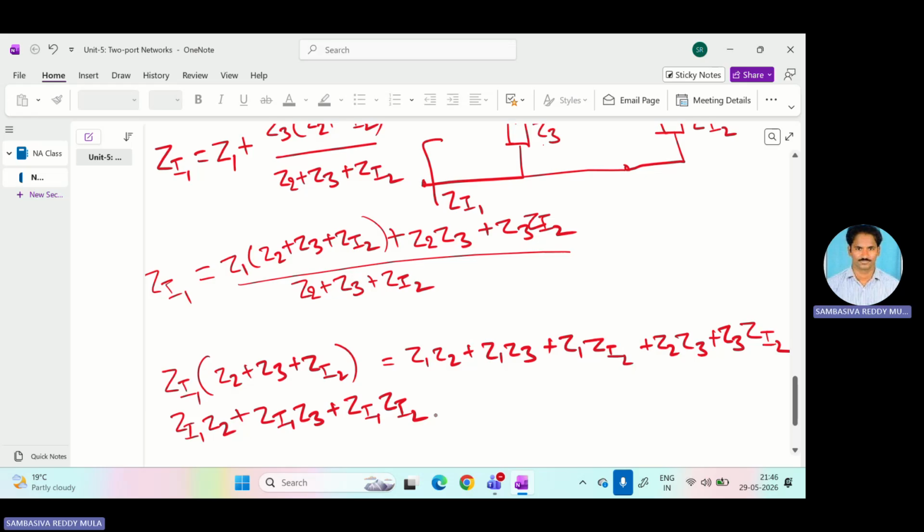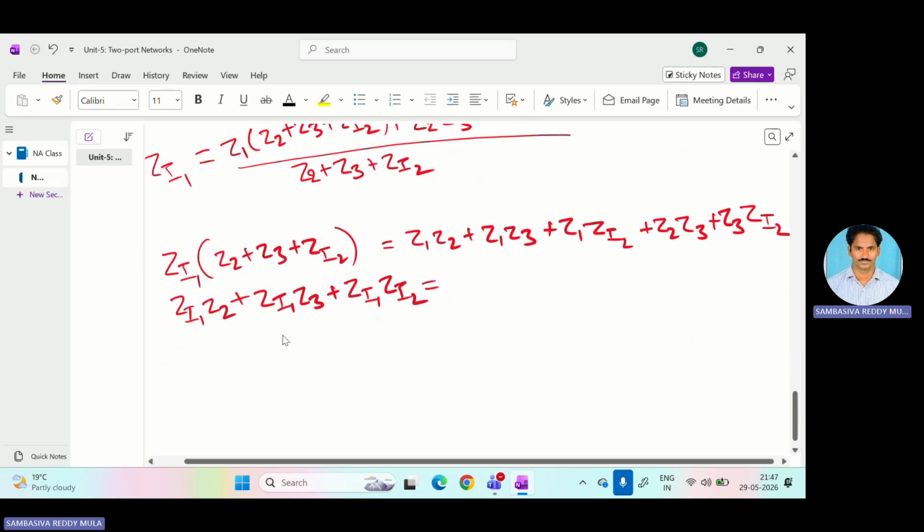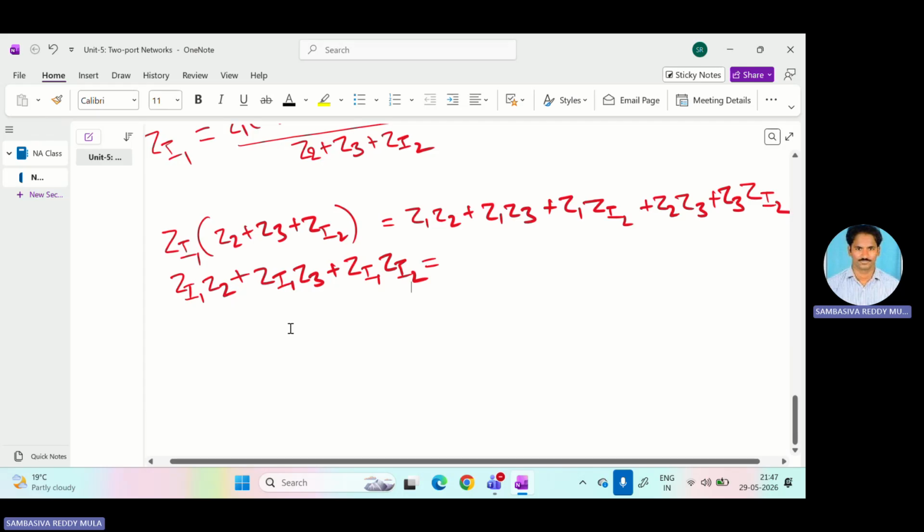Okay. Are there any terms that are cancelled? ZI1 is not there in the RHS. So we will consider the second case also. The input is terminated with ZI1 and the output, if you measure, is ZI2. To solve for two parameters, we need two equations.